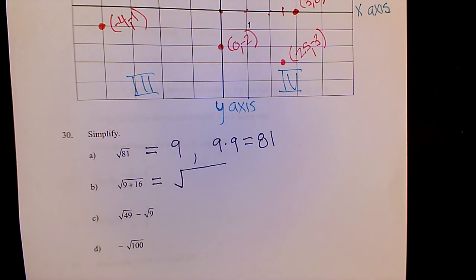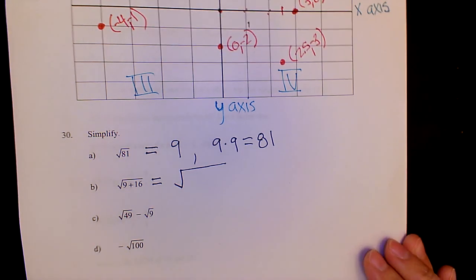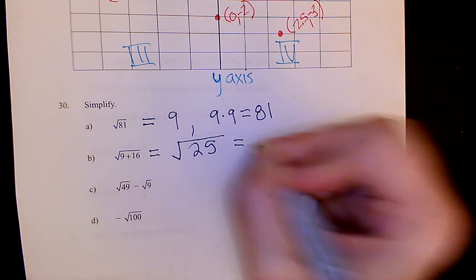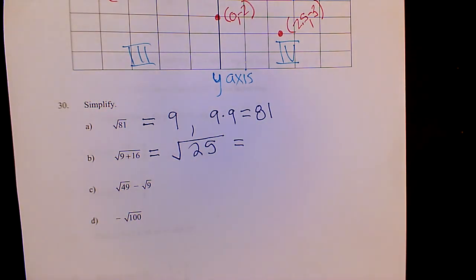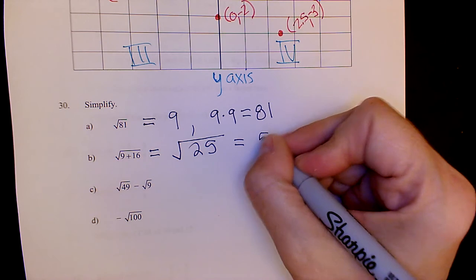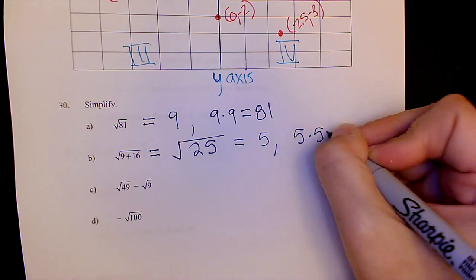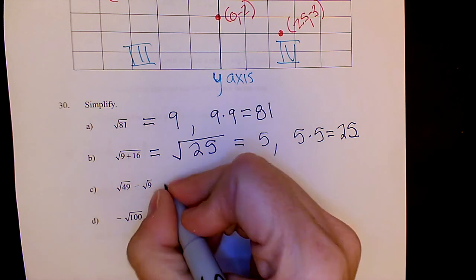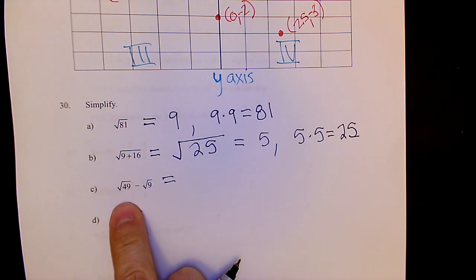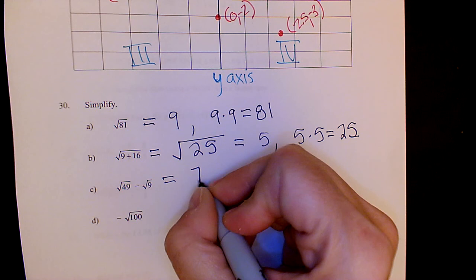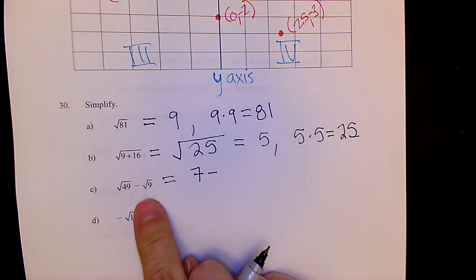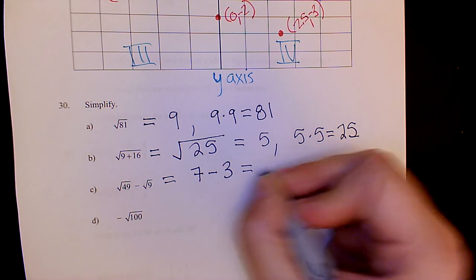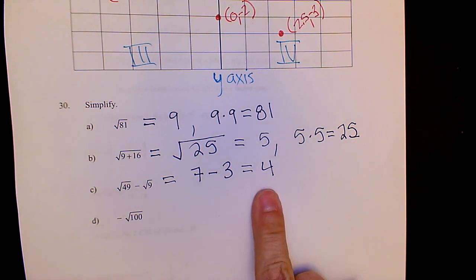So this one, what's 9 and 16? If you add those together, you get 25. And what number times itself gives you 25? That's 5, because 5 times 5 is 25. So I just want the 5. What's the square root of 49? Well, that's 7 minus the square root of 9 is 3. So 7 minus 3, this is just 4.